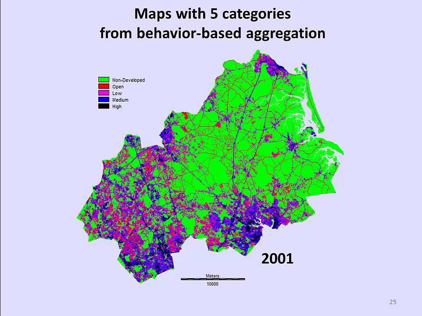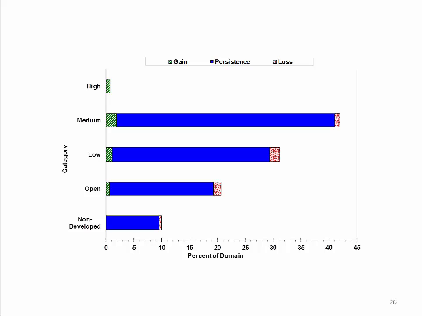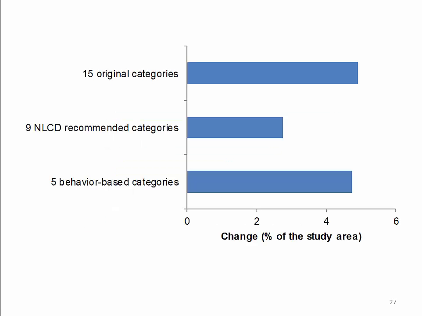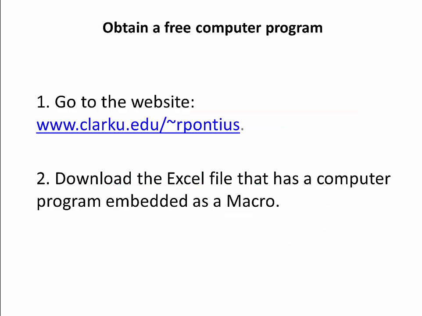These are maps from the same area aggregated into 5 categories. This aggregation was performed using behavior-based aggregation. As you can see, the behavior-based aggregation maintains the various developed categories that account for much of the change. Behavior-based aggregation maintains the important transitions while decreasing the number of categories to 5. The behavior-based aggregation produces a set of 5 categories that show nearly as much change as the original 15 categories.